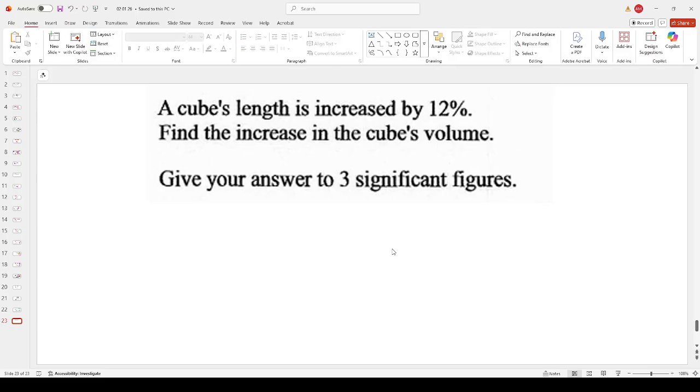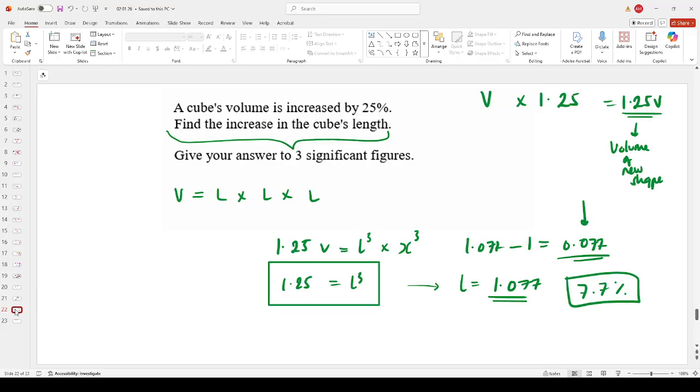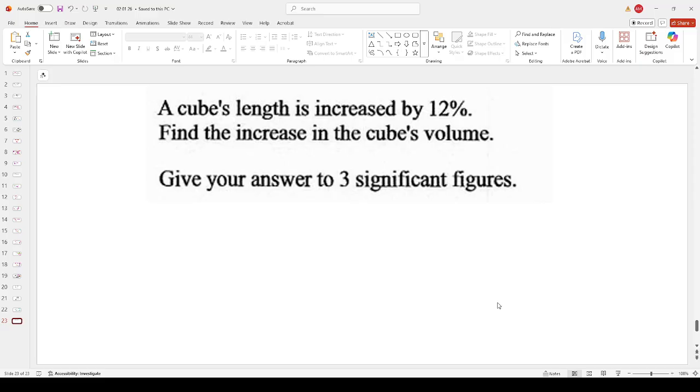A cube's length is increased by 12%. Find the increase in the cube's length. Wait, it doesn't say give as a percentage. How else would you give it then? Are you saying can you leave it as 0.077? I think you... Let me think. I don't know. Maybe. Here's the question, guys. I got it from cube rooting 1.25.